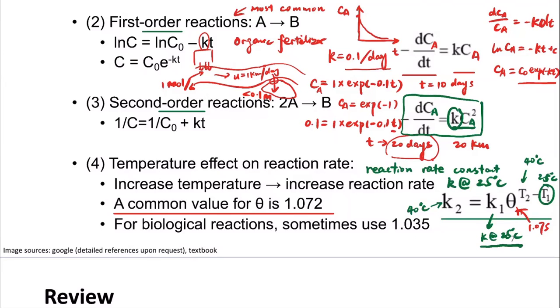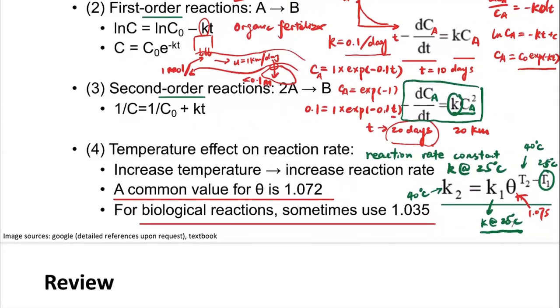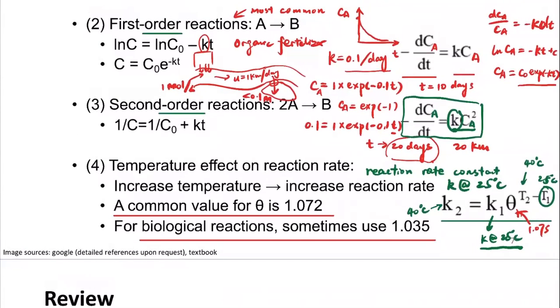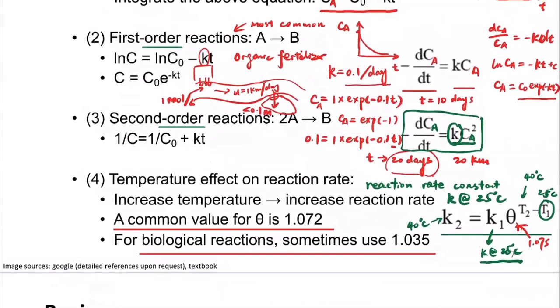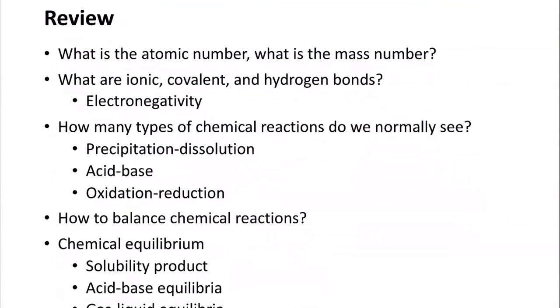This is for a lot of the common reactions, but for biological reactions, which generally happen slower, people will use the value of 1.035, okay? Regarding the exact values, we're going to list them in the problems. So that's all for the reaction rate, or the reaction kinetics. Now let's do a review of all the chemical principles, all right?